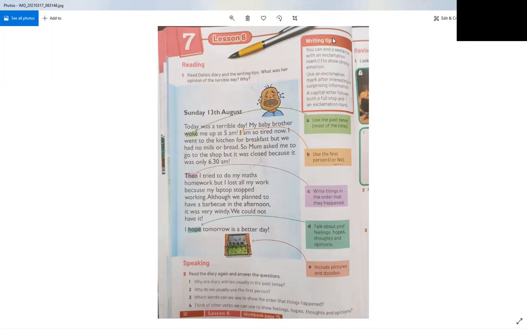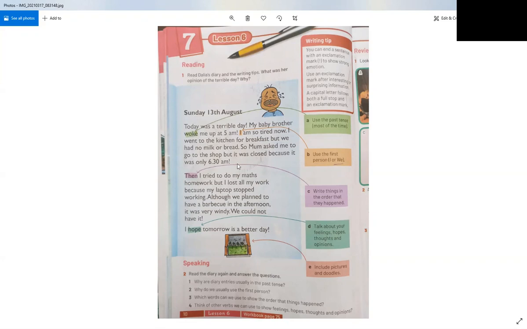For example, "Oh my God!" At the end of this sentence, because I have a strong emotion, I put an exclamation mark like this one. This is a punctuation mark called an exclamation mark. We use an exclamation mark after interesting or surprising information. When you are surprised, we use an exclamation mark. A capital letter follows both a full stop and an exclamation mark. It means that after a full stop or after an exclamation mark, we use a capital letter. Now let's read here: on August the 13th, on Sunday.